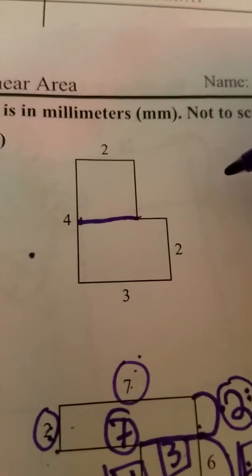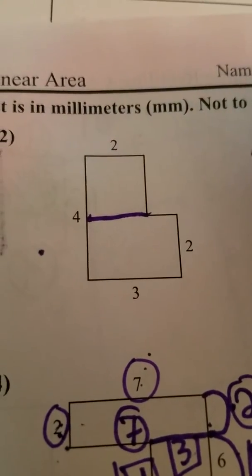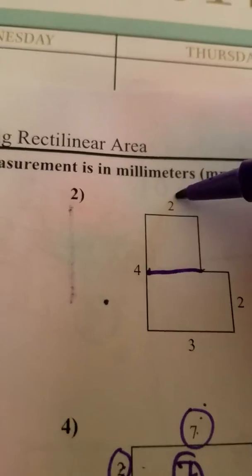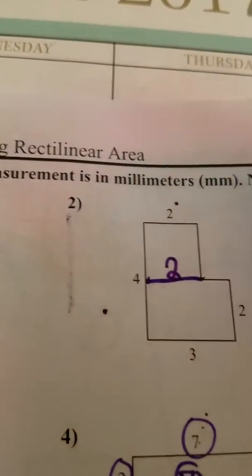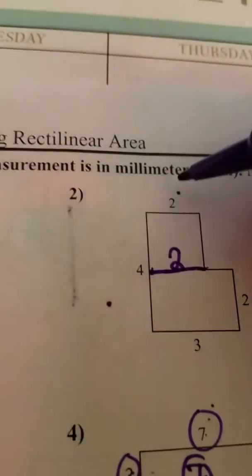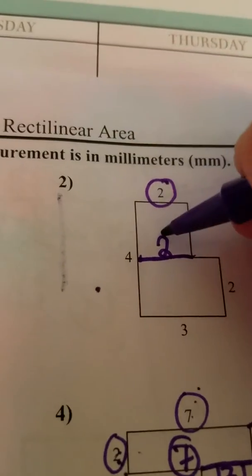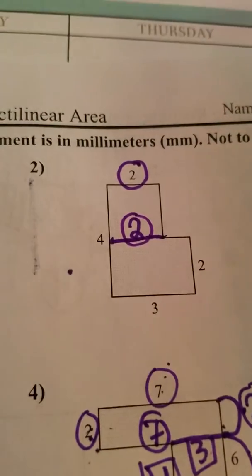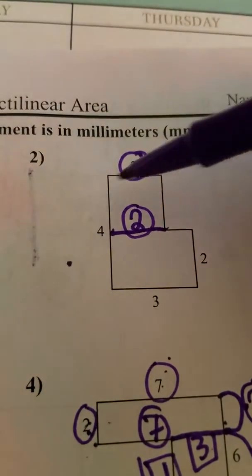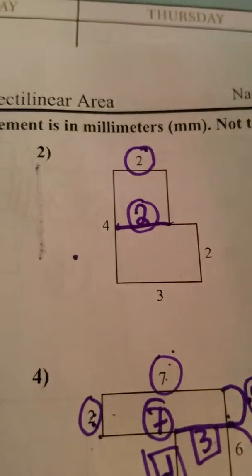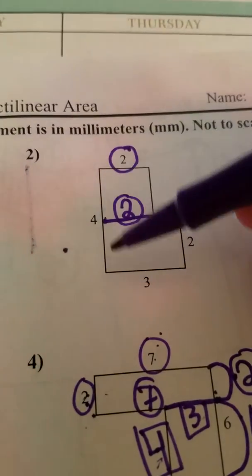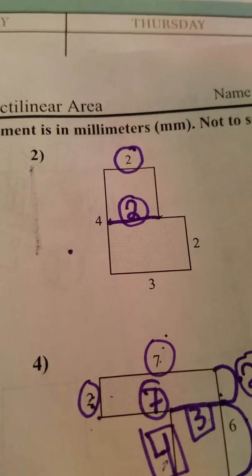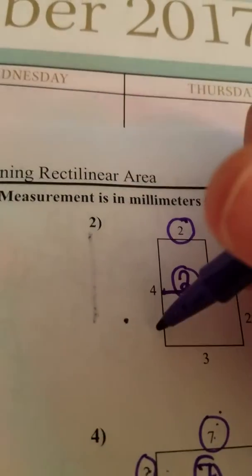So the big key rule here to remember is that opposite sides are equal. So if I have 2 here, I'm going to have 2 here. And so I'm going to circle these so that I know that these guys are together. Okay, now we have to figure out what these sides are going to be. And so this nice long 4 is no longer one big 4. It's cut into two separate pieces.